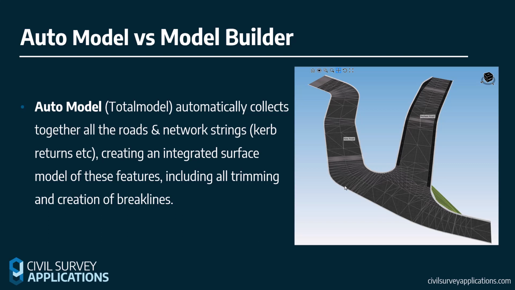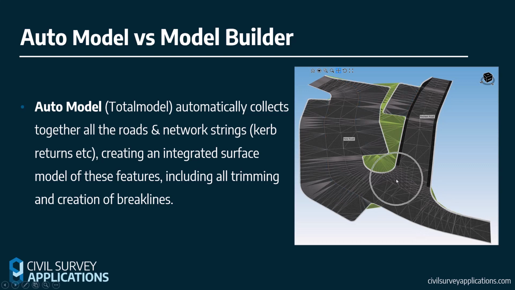Totalmodel is a model that automatically collects the road strings, your network strings, and as I've mentioned in the text there, curb returns, cul-de-sacs, knuckles, roundabout tool, etc., and connects them together. And it does a whole ton of trimming as well. In fact, if we have a quick look down here, you can see that when the curb returns are implemented, the road gets trimmed back. And this model will continually build itself and be added to as we create more road strings and network strings.